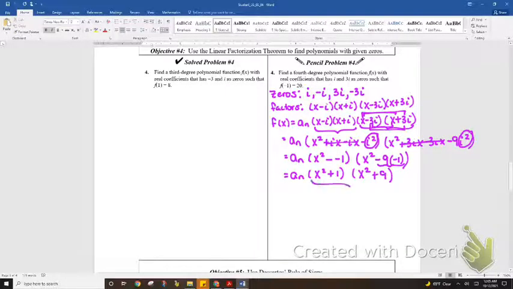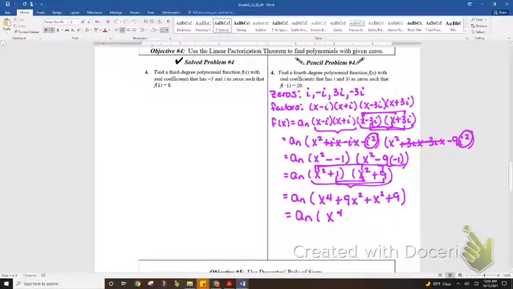But now we still have to multiply these two together. So we have a sub n times x squared times x squared is x to the 4th. x squared times 9 is 9x squared. 1 times x squared is x squared. And 1 times 9 is 9. Then we just clean that one up. 10x squared. Alright, and so everything's multiplied together. So this is what our polynomial is looking like right now.